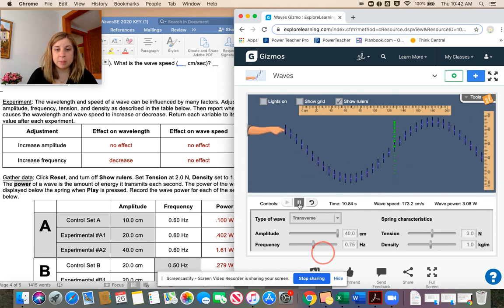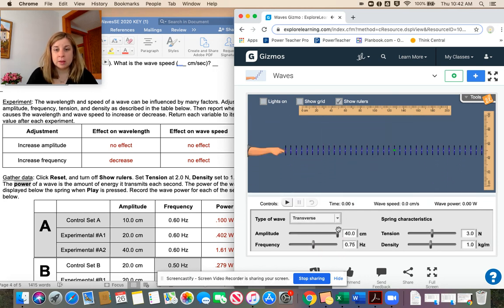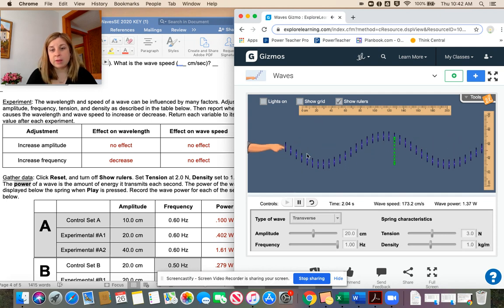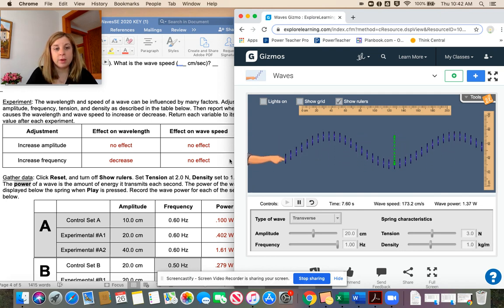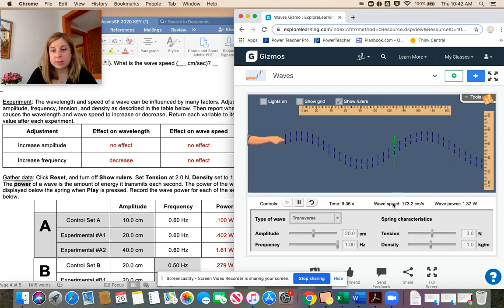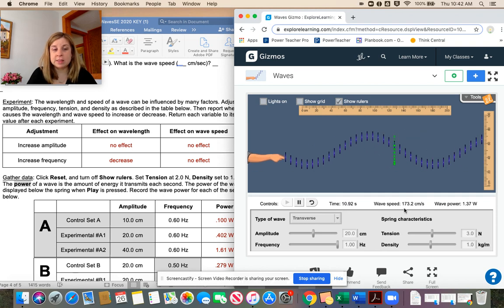So now I'm going to press pause, and I'm going to move this back to 20, and increase the frequency. So I'm just going to go up all the way. When I increase the frequency, what you should see is a decrease in wavelength, okay? And that's because I'm making more waves happen in a given amount of time, so they have to be smaller, okay? And then no effect on the wave speed. As you see, the speed has remained the same.